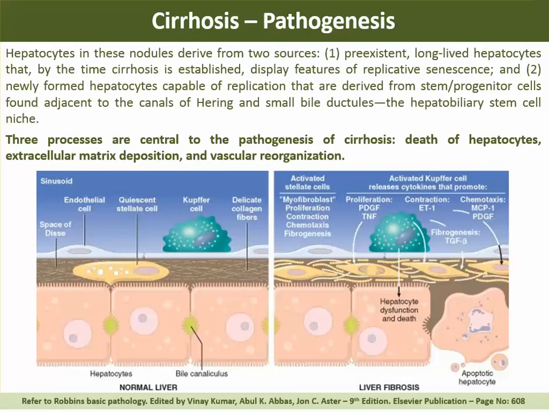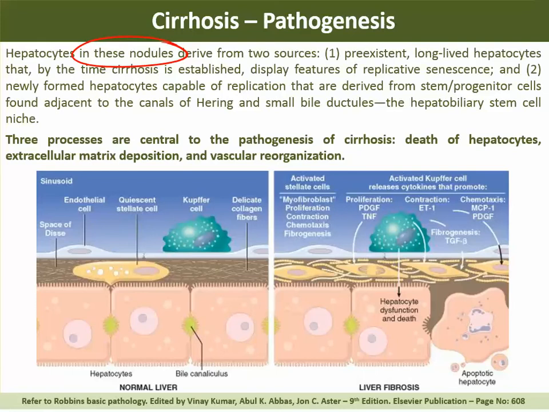I told you two things are happening: fibrosis and regeneration of nodules. Even though liver cells regenerate, they are not functionally good. They are functionally immature. So that's why they cannot bring back the liver function. So there are nodules happening because of regeneration.